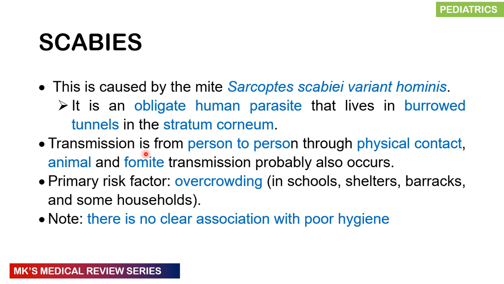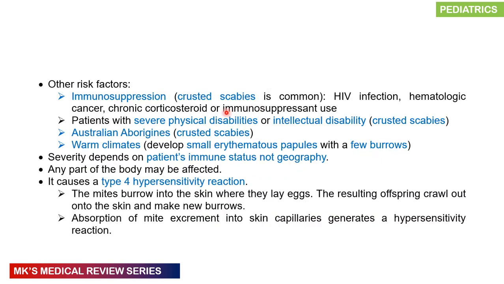Contrary to popular belief, the primary risk factor for scabies is not poor hygiene. Research has shown there is no clear association between poor hygiene and scabies. The primary risk factor is overcrowding, seen in schools, shelters, barracks, and even some households. Other risk factors include immunosuppression, in our setting HIV and AIDS being the most common cause.